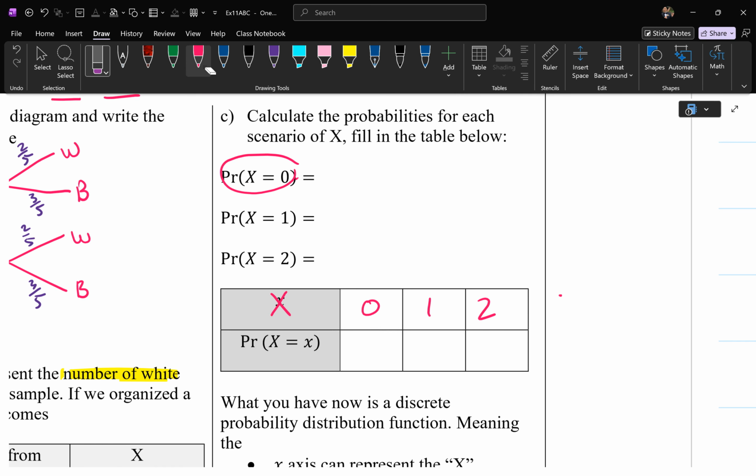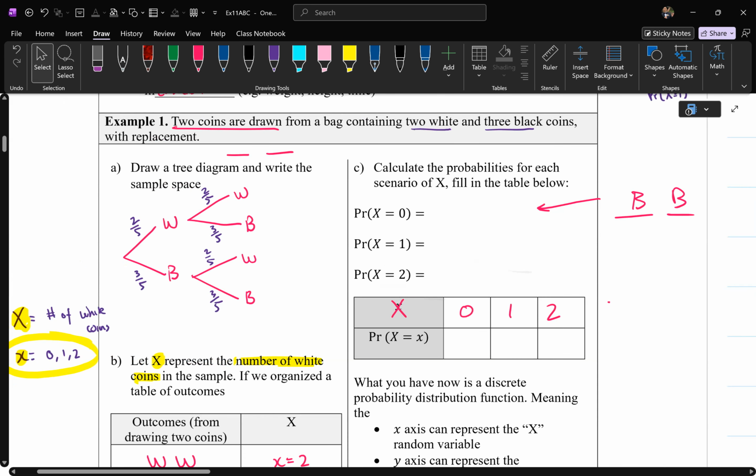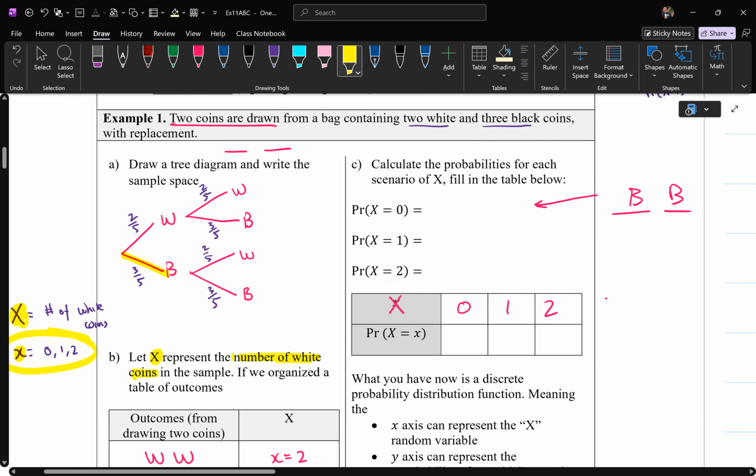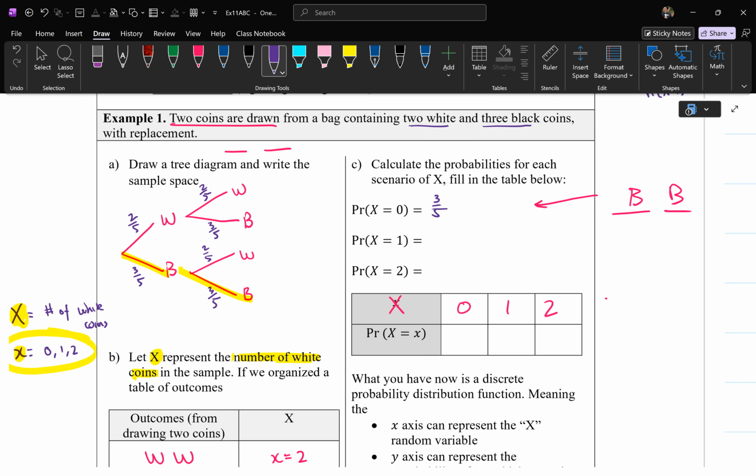So I'm interested in finding what's the probability of having 0 whites. So out of 2 flips, 0 whites means that I have to get all black. That's the only way to calculate this one. But if you want to calculate that, black and black, isn't that just 3/5 times 3/5? So hence my answer, 3/5 times 3/5 gives you 9 out of 25. So the probability here is 9 out of 25. Okay? Let's do the next one.